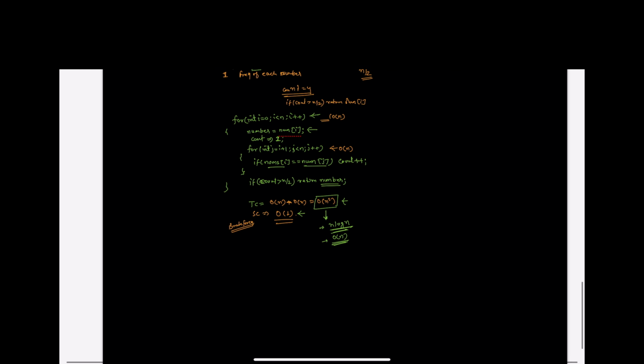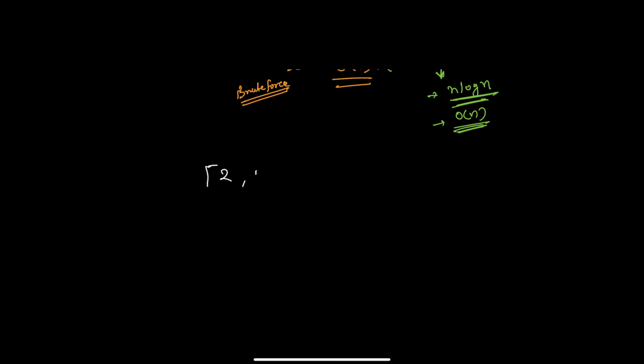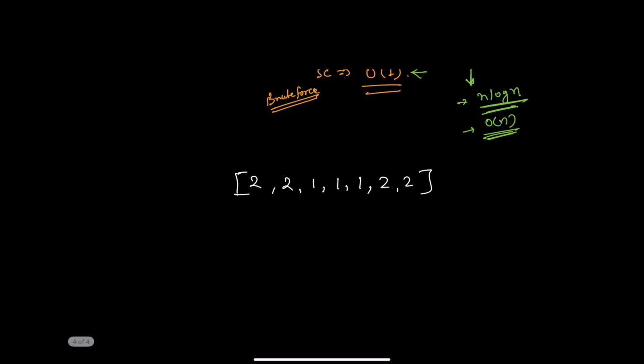So now let's go back to our question. Let's see what we can do. So what was it? 2 2 1 1 1 2 2. So what is our requirement here? Our requirement is we need the frequency of each element. So we need what is the frequency of 2, what is the frequency of 1, or what is the frequency of x, whatever the number is there. We need the frequency of each element.